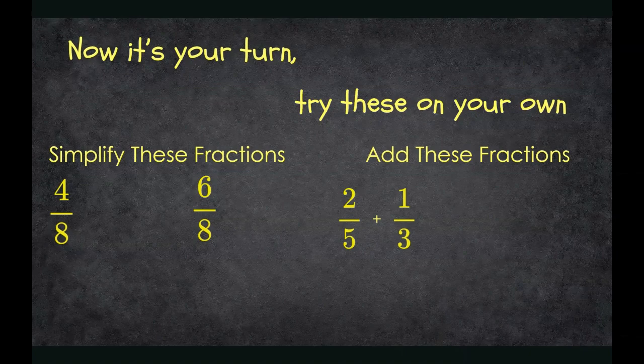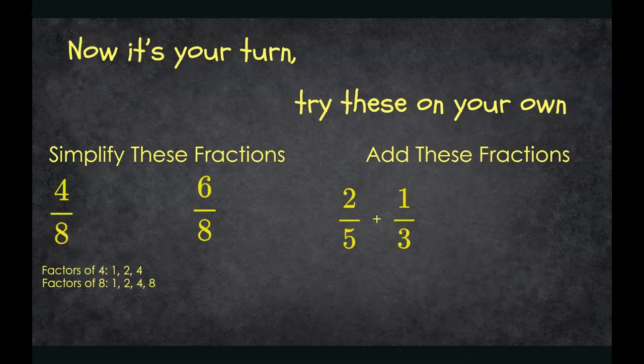All right, welcome back. So, simplifying these fractions, I want to simplify 4/8. The first thing I want to do is think about my factors of 4. 1 times 4, 2 times 2. So my factors are 1, 2, 4. Then I'm going to think about my factors of 8. 1 times 8, 2 times 4. So my factors are 1, 2, 4, and 8.